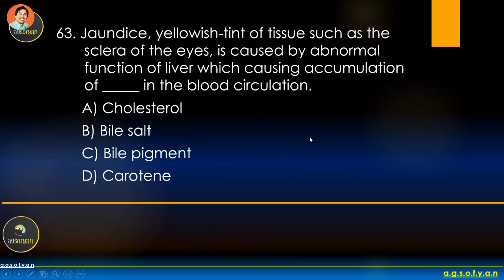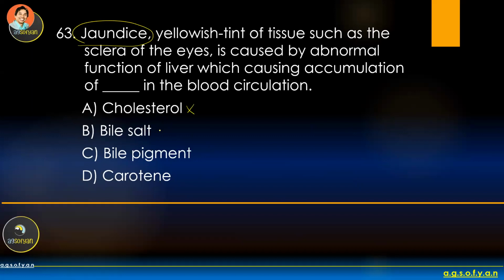Jaundice, yellowish tints of tissue such as the sclera or the white of the eyes, is caused by abnormal function of the liver, which causes accumulation of blank in the blood circulation. So which one will be accumulated in the blood due to this liver dysfunction? Someone who has hepatitis or liver cancer will have this kind of problem, jaundice, yellowish color of the skin and the eyes. Is it the cholesterol?